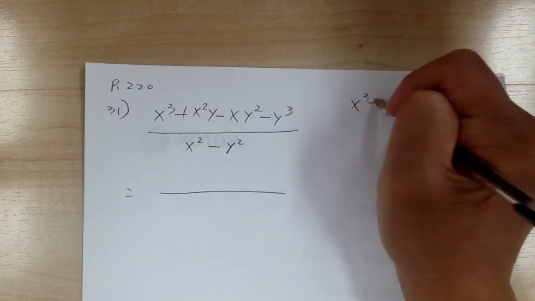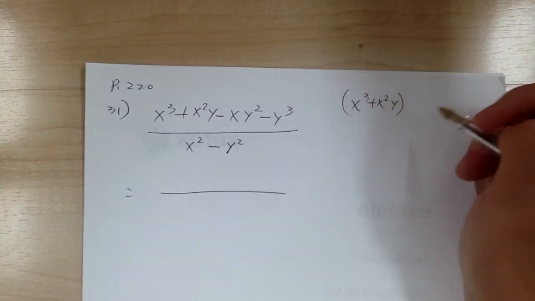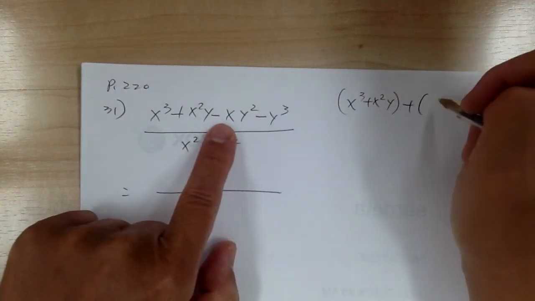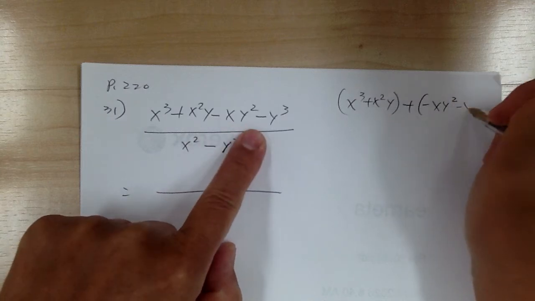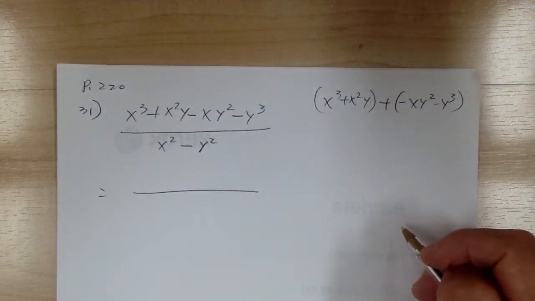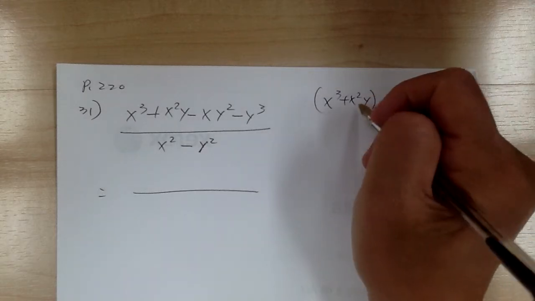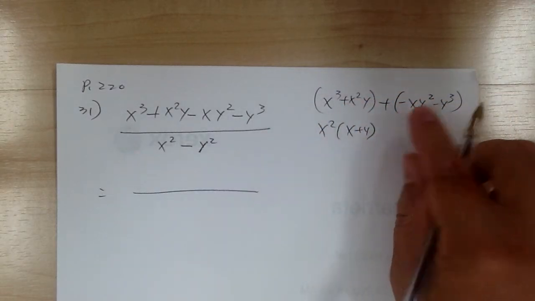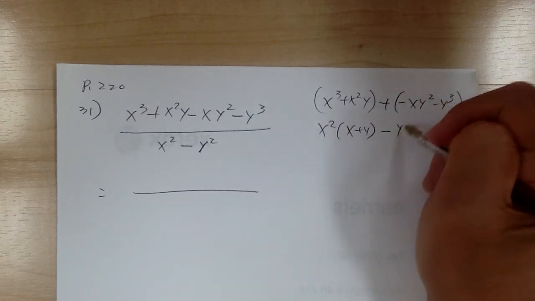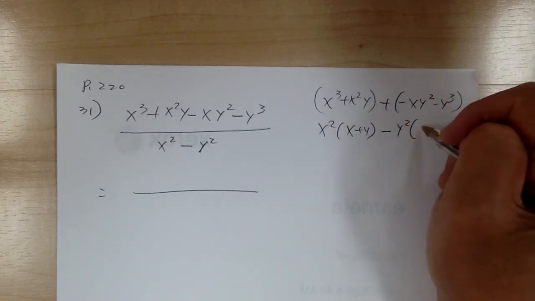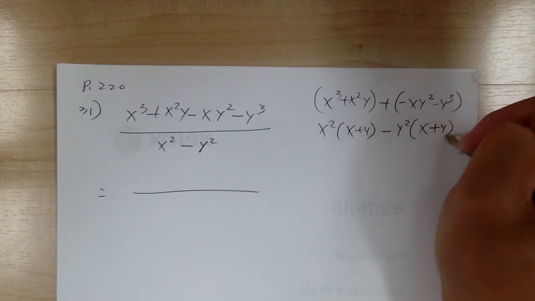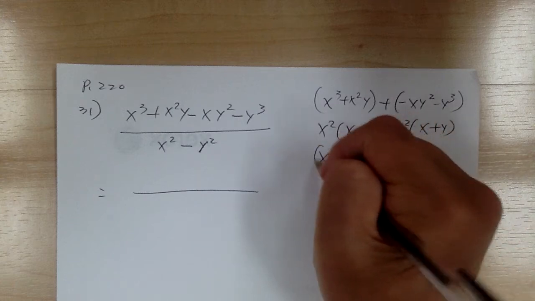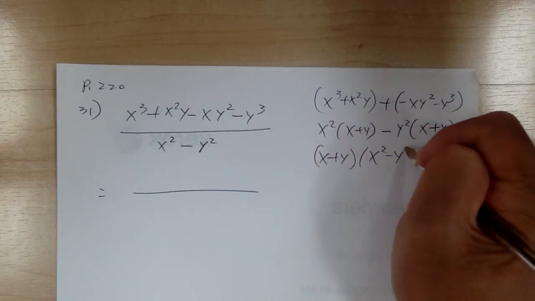So I have x cubed plus x squared y, so that's my first group. Plus, I can always put a plus between the two groups. So you've got -xy squared minus y cubed. Okay, so over here, factor out the x squared, so you get x plus y. Over here, factor out the -y squared. So you're going to get x plus y. And you can factor out the x plus y. So you get x squared minus y squared.